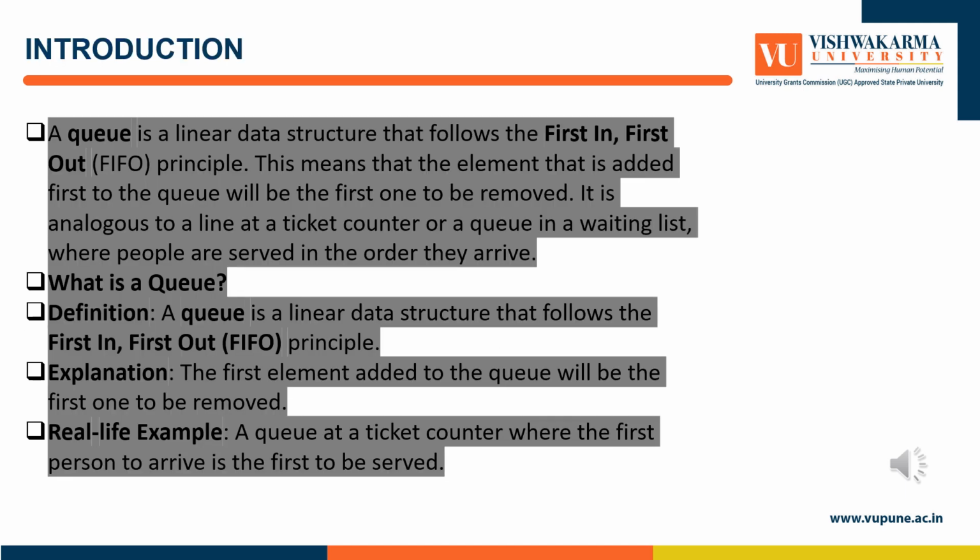Introduction to queue. So let's know what is a queue. A queue is a linear data structure that follows the first in, first out principle, which is also known as FIFO. This means that the element that is added first to the queue will be the first one to be removed. It is analogous to a line at a ticket counter or a queue in a waiting list where people are served in the order they arrive. So it is nothing but a linear data structure that follows first in first out principle, and the element which is added first will be removed first.